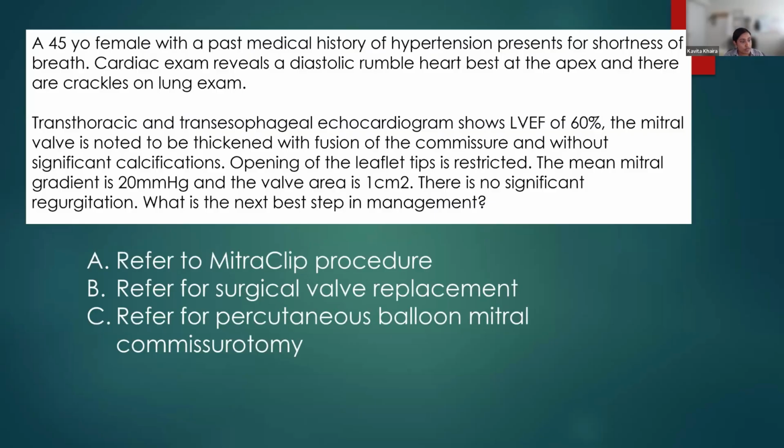Okay, so you have a 45-year-old female with a past medical history of hypertension who presents for shortness of breath. Cardiac exam reveals a diastolic rumble heard best at the apex, and there are crackles on lung exam. Transthoracic and transesophageal echocardiogram shows an EF of 60. The mitral valve is noted to be thickened with fusion of the commissure and without significant calcifications. Opening of the leaflet tips is restricted. The mean mitral gradient is 20 millimeters mercury, and the valve area is 1 centimeter squared. There is no significant regurgitation. What is the next best step in management?